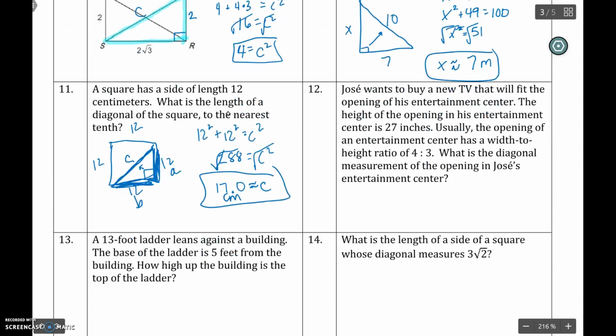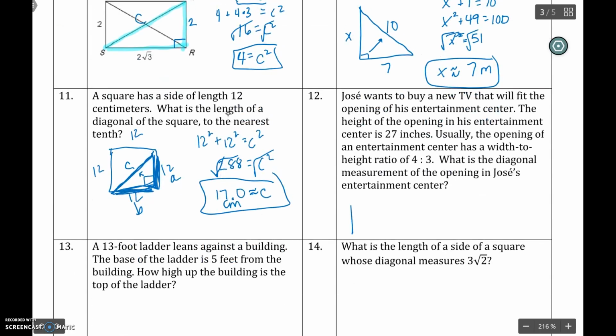And number 12, Jose wants to buy a TV, so that's going to be a rectangle. And it says the height of his entertainment center is 27, and the height and width have a width to height ratio of 4:3. So that would be 4x and 3x. Now these are the same side, so I can do 3x equals 27 and find that x is 9. If I plug that back in down here, I'm going to get 36 for the side.